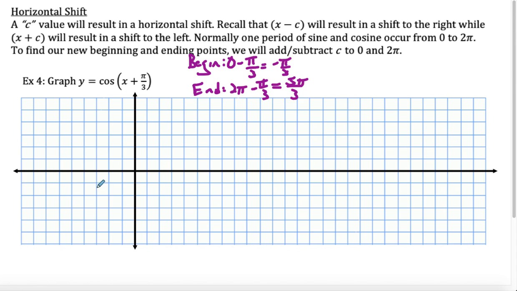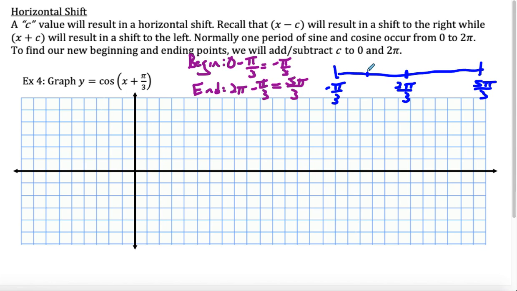Okay, so now this time, my beginning value is going to be to the left of the y-axis. So again, we now need to split that up into fourths. So if I'm starting at negative pi over 3 and going to 5 pi over 3, first, let's find the value that's right in between. So again, taking the average, negative pi over 3 plus 5 pi over 3 would be 4 pi over 3. Divided by 2 would be 4 pi over 6, which would reduce to 2 pi over 3.